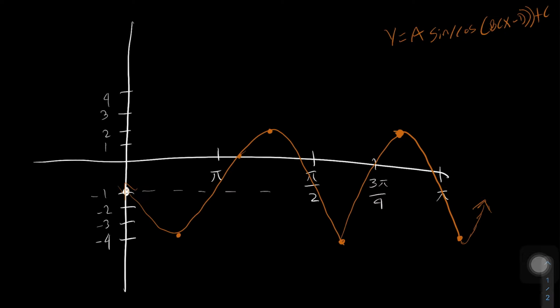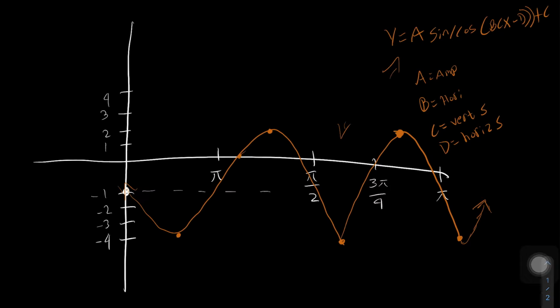Now, we know that the a is our amplitude, or our vertical stretch or compression. We know b is the horizontal stretch or compression. We know that c is the vertical shift, and we know that d is the horizontal shift. So we need to see how to get the equation into this form from this graph.